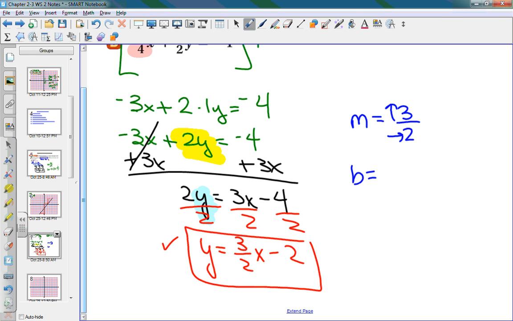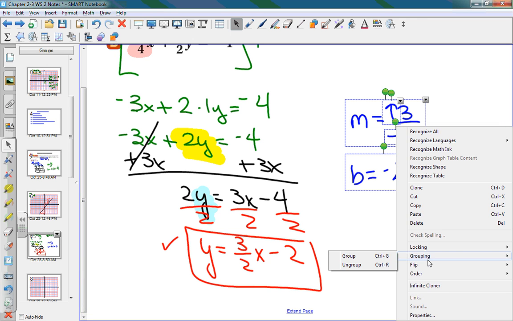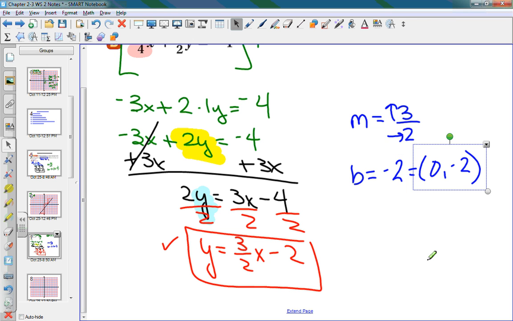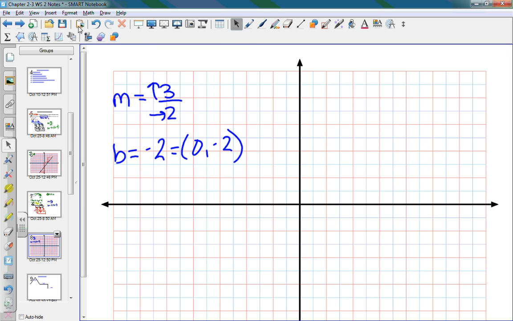Okay, what's my B value? -2. Now, -2 is my B value, but what's my y-intercept? 0, -2. I'm going to be picky because a y-intercept is a point. A point has an x and a y coordinate. Y'all with me on that? So I group this lovely jazz together and I do a little bit of copying. Then I come over to my next page and I do a little bit of graphing.